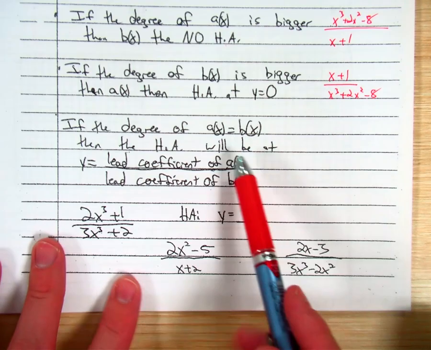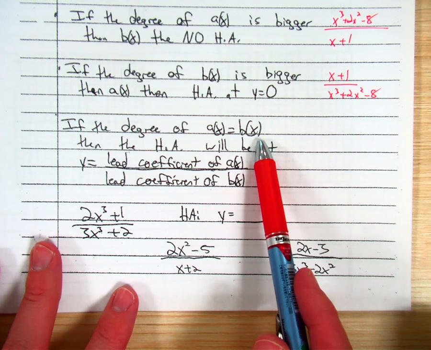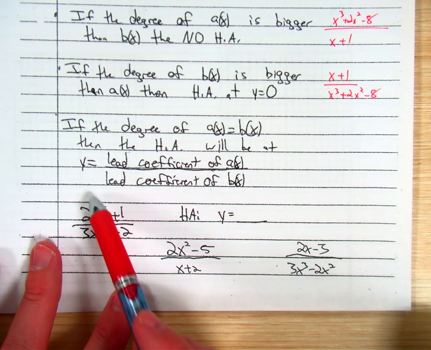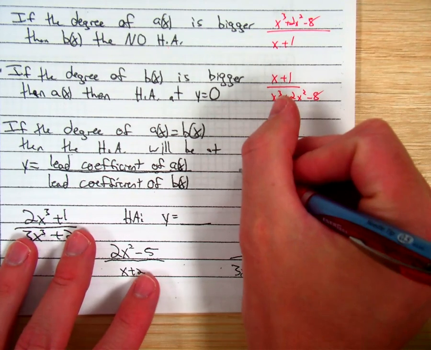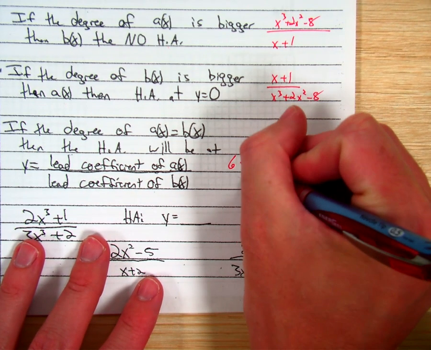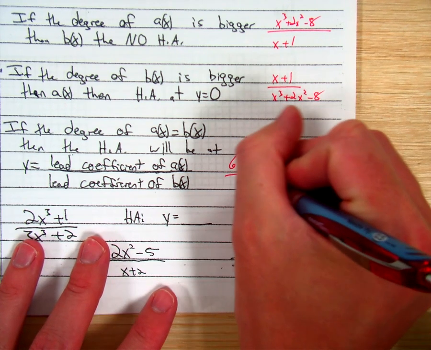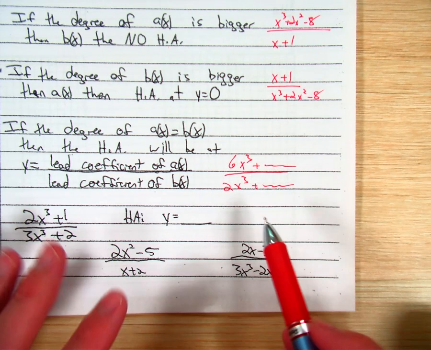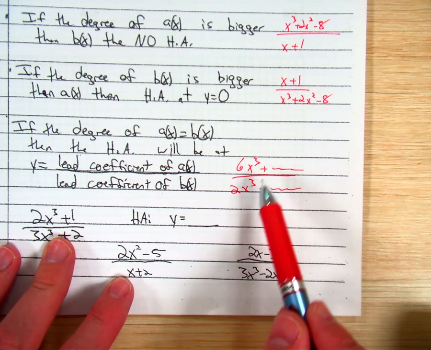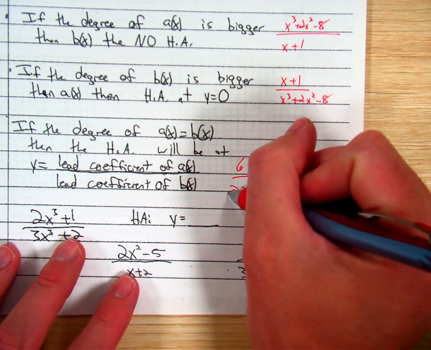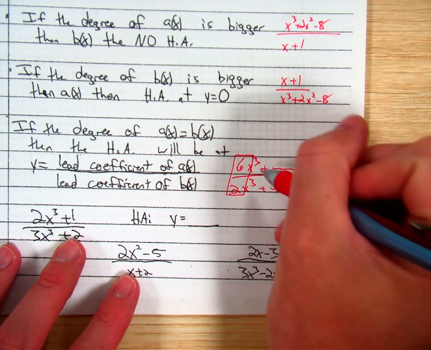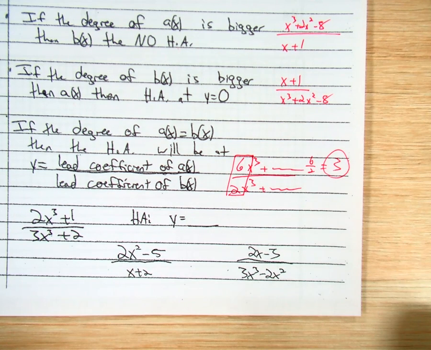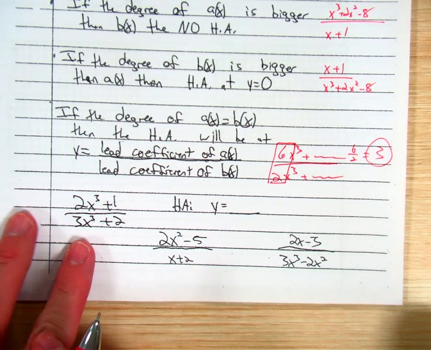If the degree of a of x equals b of x, the top equals the bottom, if it's a tie, then we divide the leading coefficients. Let's say we had 6x to the third plus other terms over 2x to the third plus other terms. We have x to the third and x to the third. It's a tie. Then we look at the leading coefficients. 6 over 2 would be 3 for our horizontal asymptote.